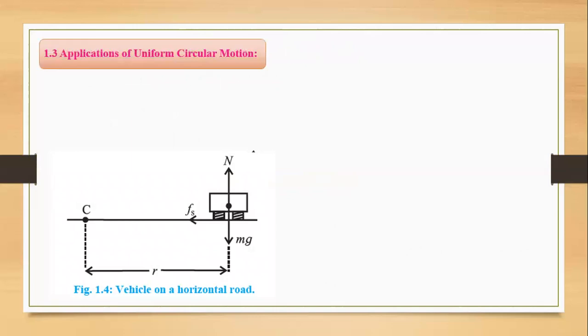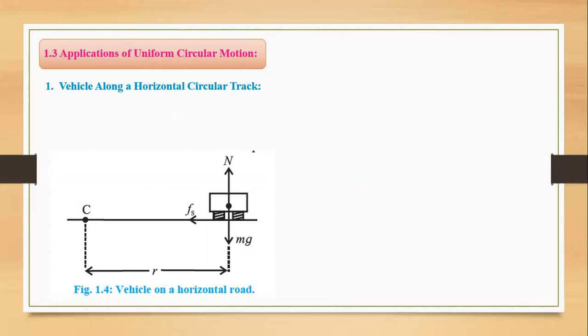Now after this, the next article we have to cover is the applications of uniform circular motion. The first application is the motion of a vehicle along a horizontal circular track. Pay attention. We are discussing, if the vehicle is moving on a horizontal circular track, what are the forces acting on that vehicle, and how do we decide the speed of the vehicle on that circular track.